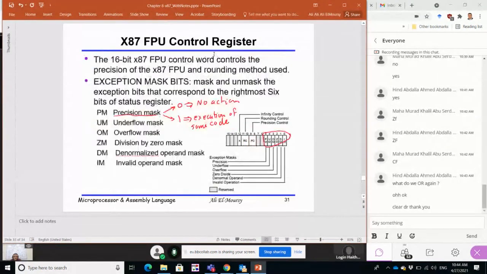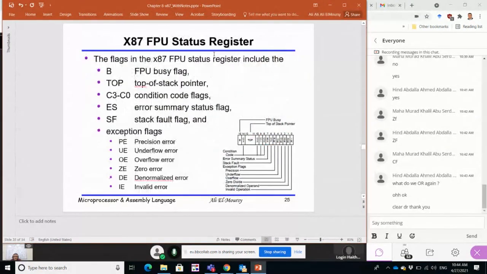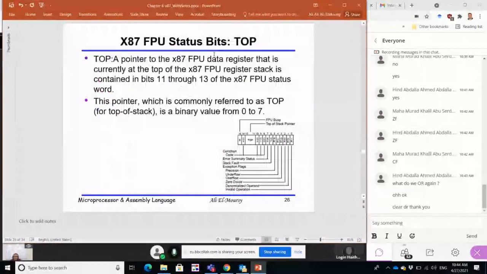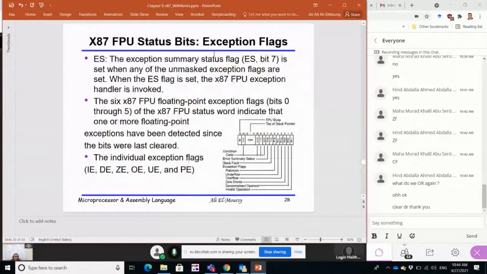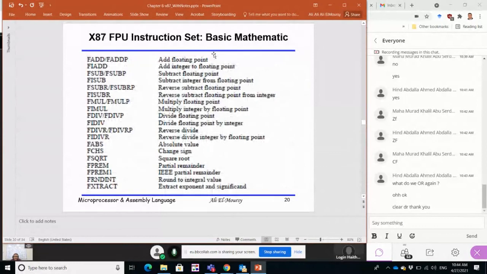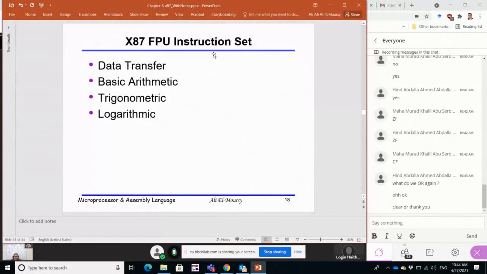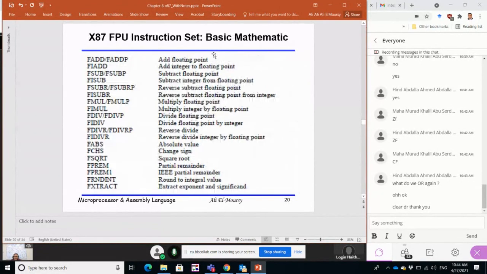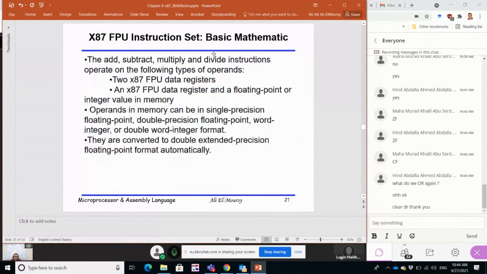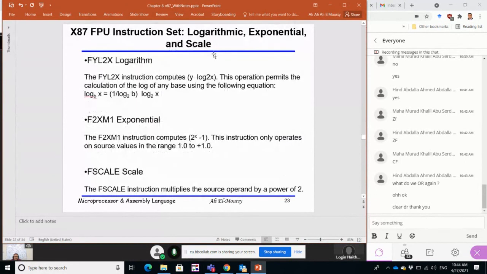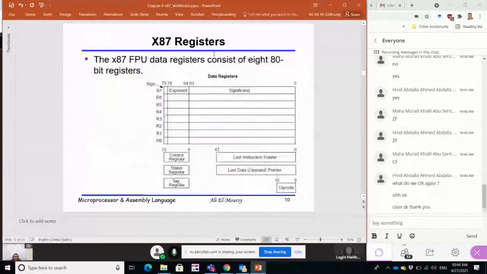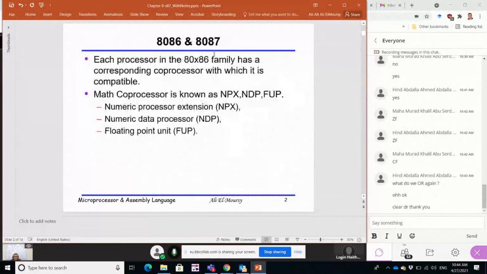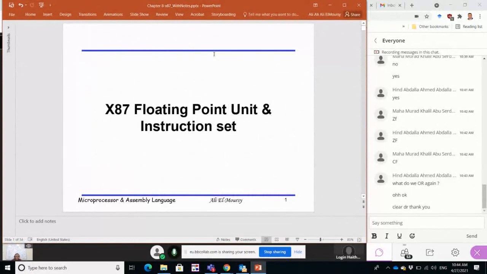Make sense? So we have explained the status register, the control register, and the data registers and how they are accessed as a stack. We shed some light on the different instructions and how complex they are for the X87 machine. I think that's it. We covered everything throughout this chapter.